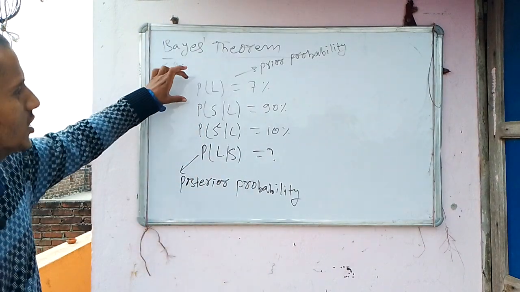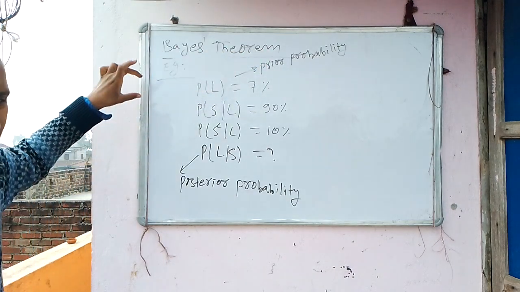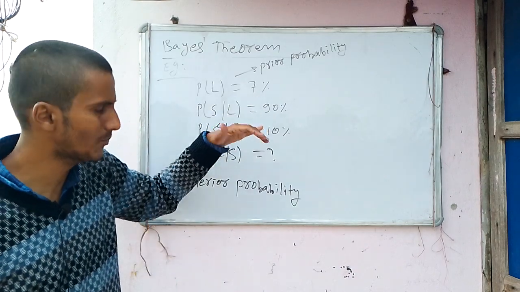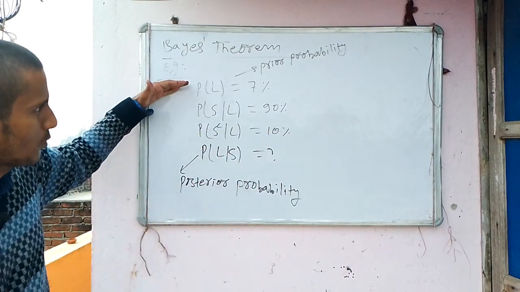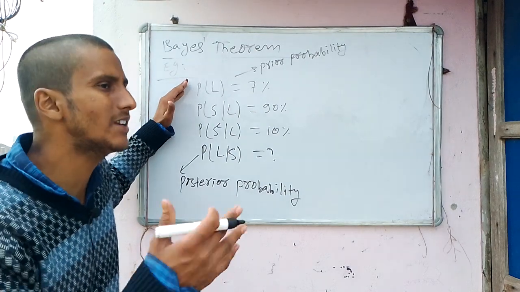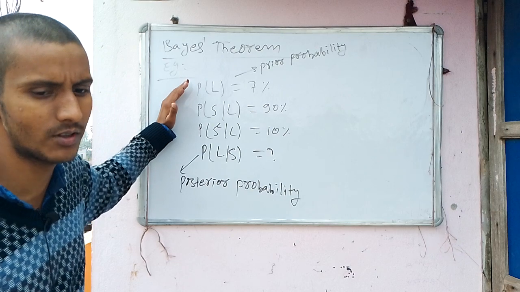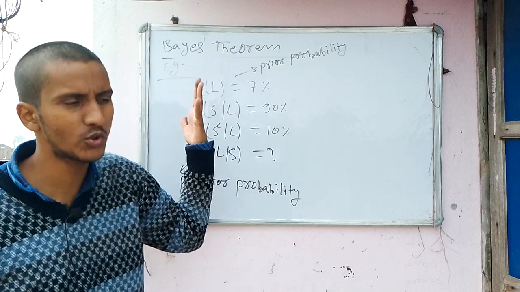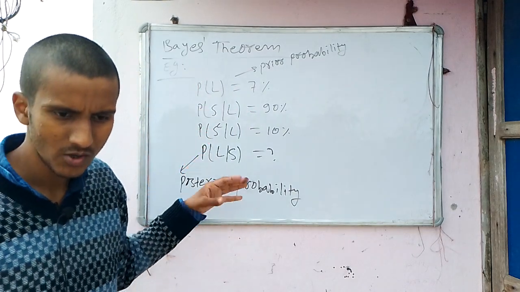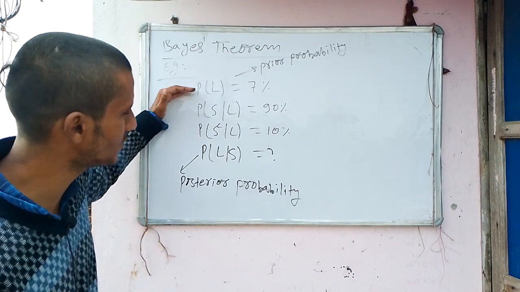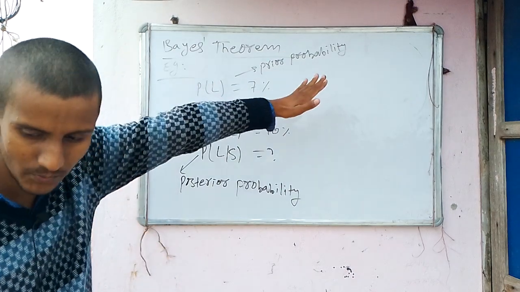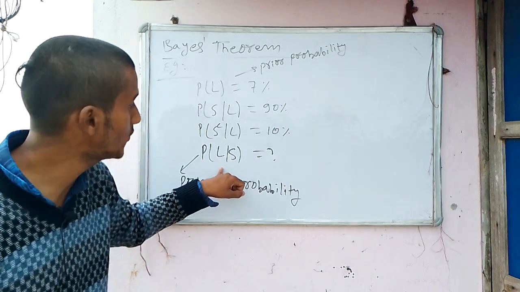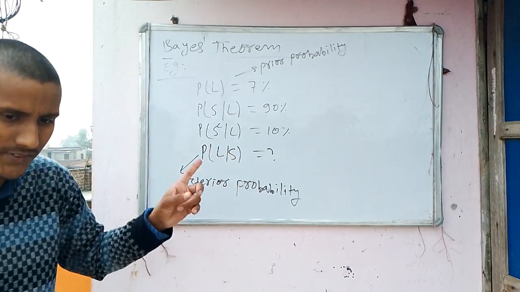Initially, the probability of having lung disease means: in the total population, what percentage of people have lung disease? 7% do. This is the prior probability. It means for any random person, the probability of having lung disease is just 7%, or 0.07. Does it make sense? But we have to figure out the probability of that person having lung disease if that person is a smoker.